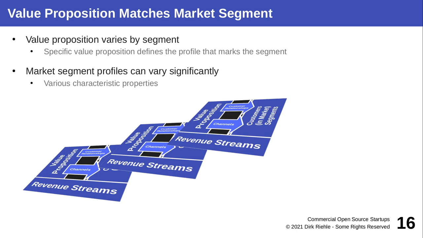What we often do is we take a copy of the canvas, and where it says customer segments, we really just have one segment. And then we have multiple instances of the business model canvas, each one for a different customer segment. That also means that the rest of the business model canvas is focused on how that value proposition is created and how it is delivered to that particular segment, and what are the specific revenue streams and cost structures we derive from that. So we basically duplicate, using the business model canvas as a template, and generate a business model specific to the segment, and then you have multiple business model canvases for your total market.